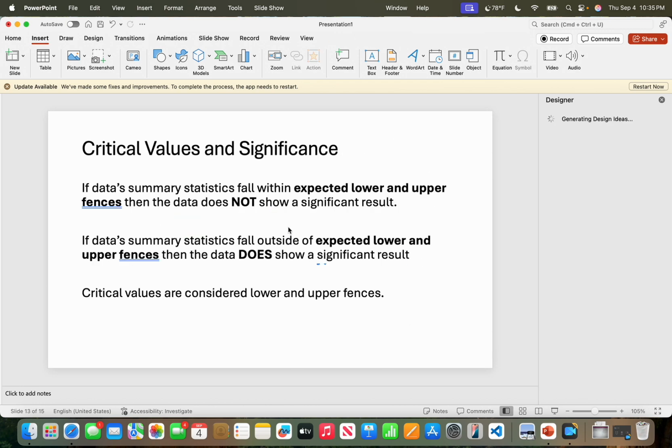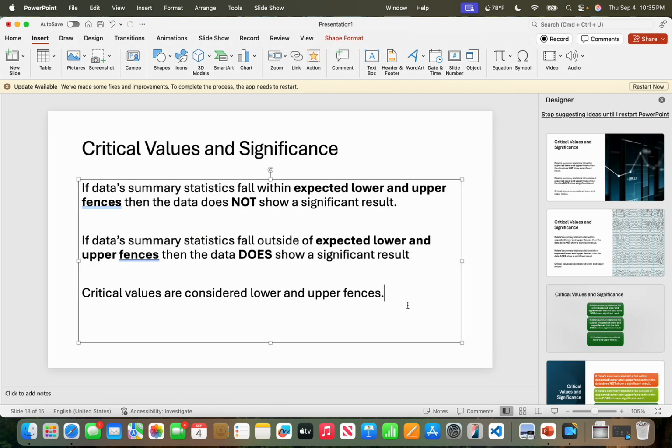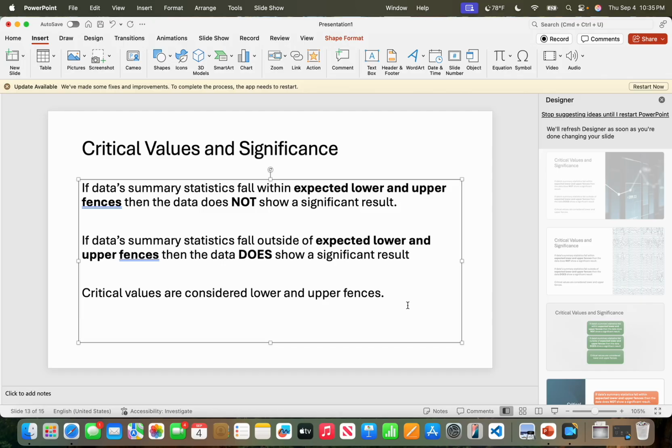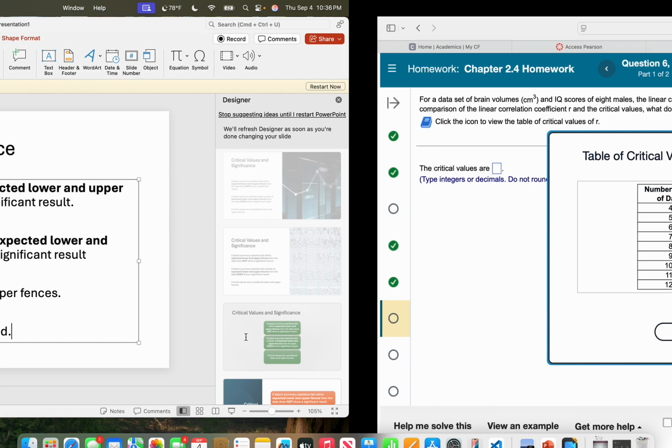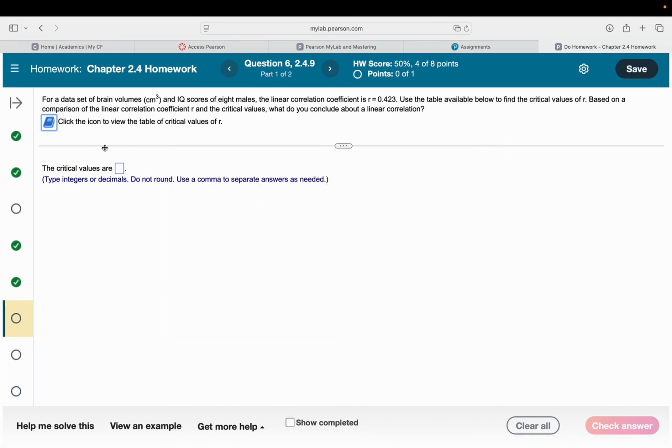So let's see here. Significance means a correlation is observed. Maybe that's one last thing to say, right? If you are significant, then there does appear to be a correlation. If I'm not significant, then there does not appear to be a correlation between those data points.